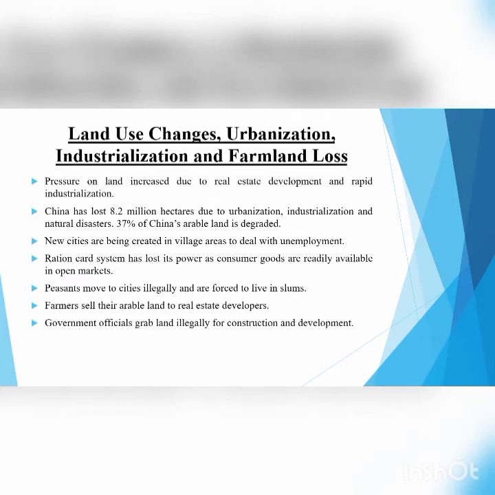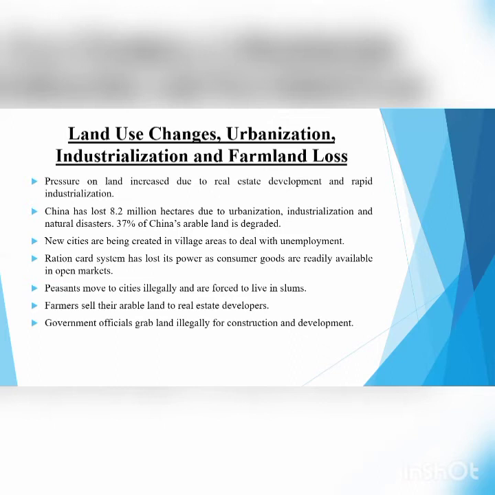Then comes land use changes, urbanization, industrialization, and farmland loss. The pressure on land increased due to increased real estate development and greater industrialization. China lost about 8.2 million hectares only due to industrialization, urbanization, and natural disasters, and about 37% of China's arable land is still degraded. Now, new cities are also being created in village areas to deal with unemployment. And there was a ration card system, which lost its power as consumer goods were readily available in open markets.